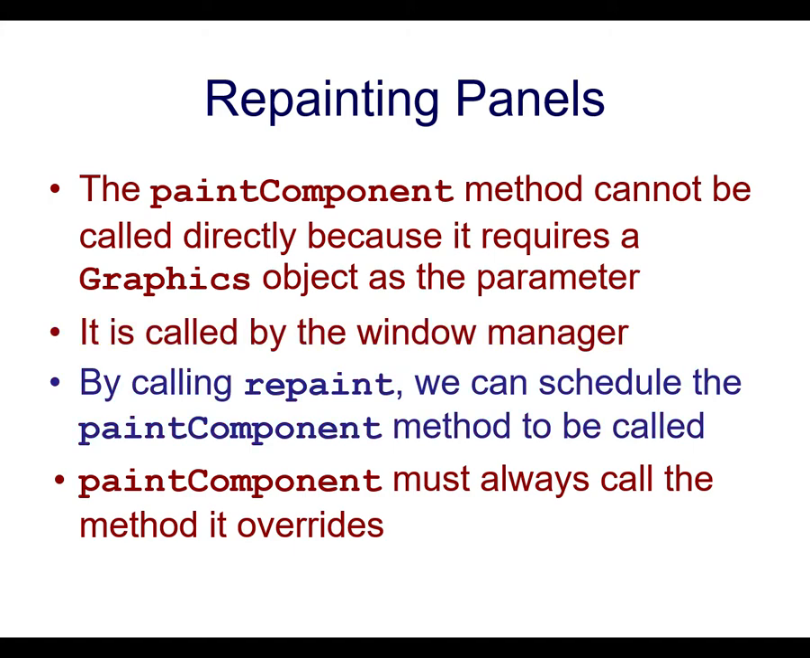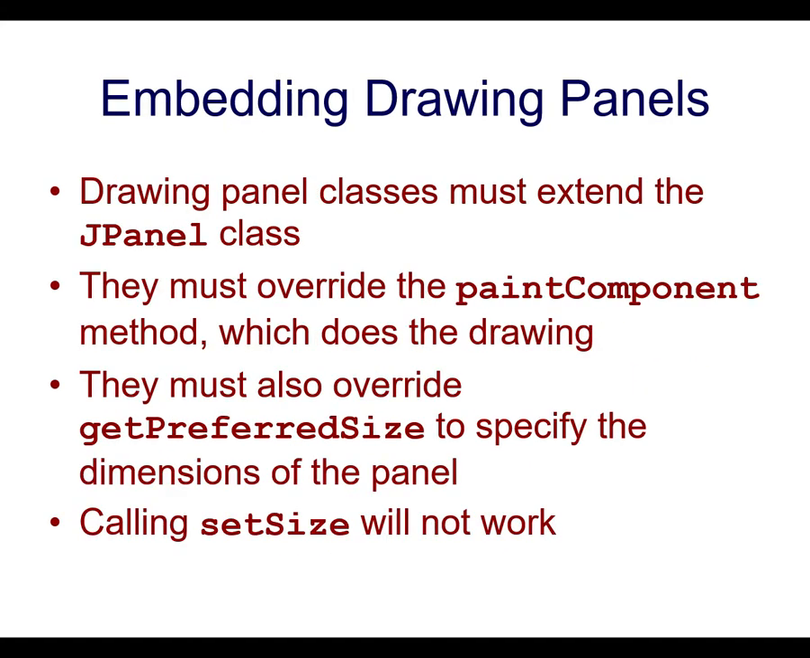By calling a different method, repaint, which requires no parameters, we request that the window manager schedule a call to the paintComponent method. One final point is that paintComponent must always call the method it overrides. We already observed this issue in our previous example. In our previous example, the drawing panel was the only component that we added to the window.